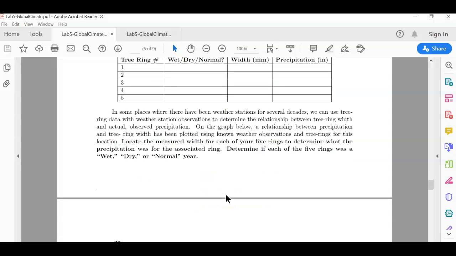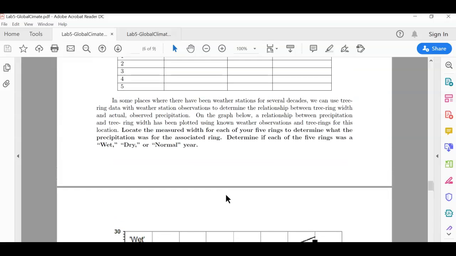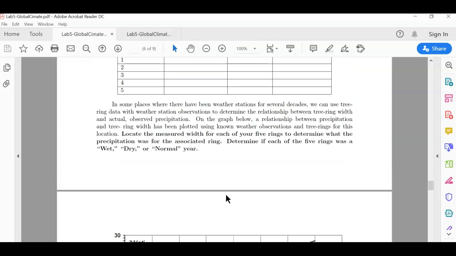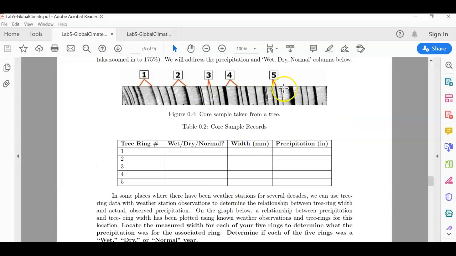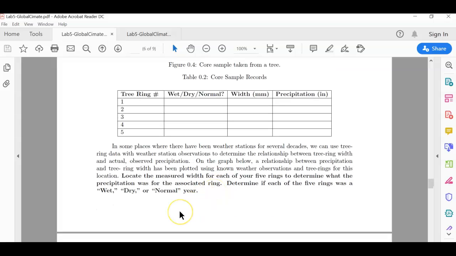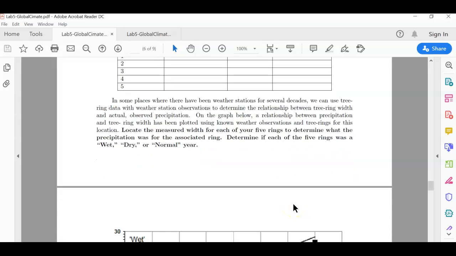So on the graph that you have below, this graph right here, a relationship between precipitation and tree ring width has been plotted using known weather observations and tree rings for this location, so the location where this tree ring was obtained. Locate the measured width for each of your 5 rings to determine what the precipitation was for the associated ring. Determine if each of the 5 rings was a wet, dry, or normal year.